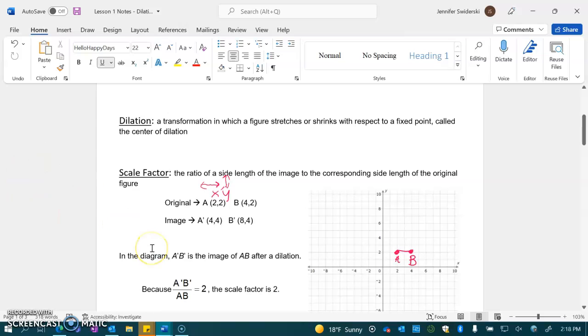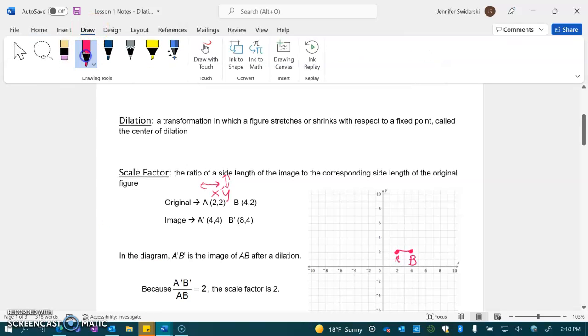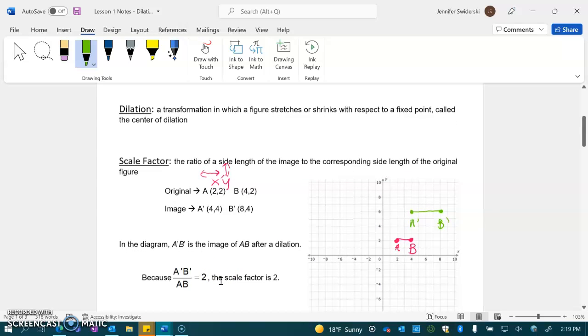Well, now it says image A prime and B prime. So I'm going to go ahead and change my colors for you. We're essentially zooming in or out or making this bigger or smaller. So A prime is at 4, 4. 1, 2, 3, 4. And B prime is at 8, 4. So here's my A prime. Notice how I'm showing this, and B prime. I'm going to connect my dots. So if I look at the pink to the green, I see the green is getting bigger, right? It's stretching. So in diagram A prime, B prime, the image of AB after dilation.